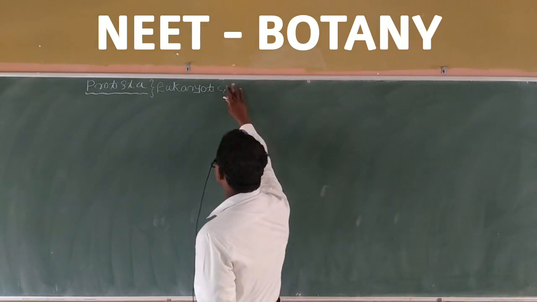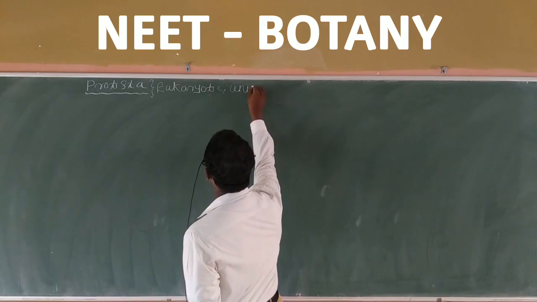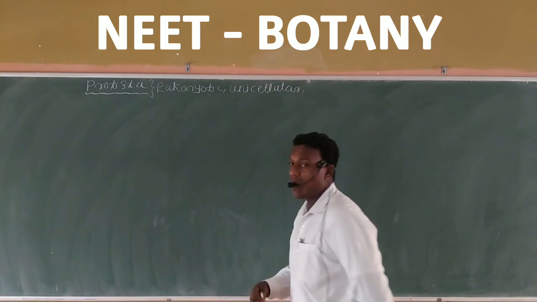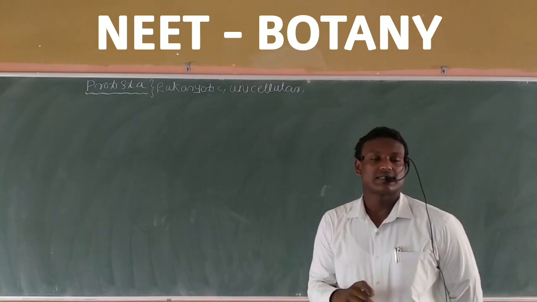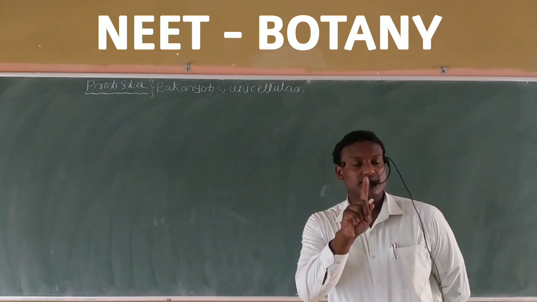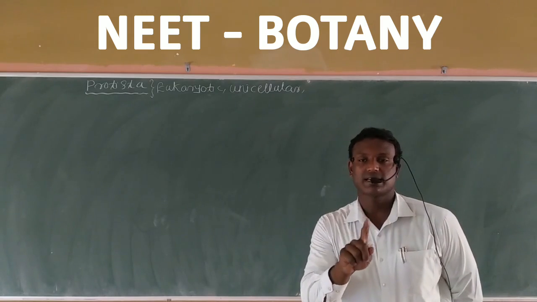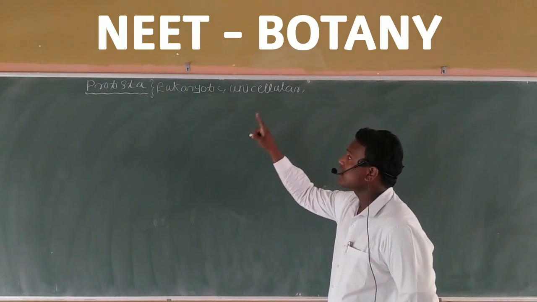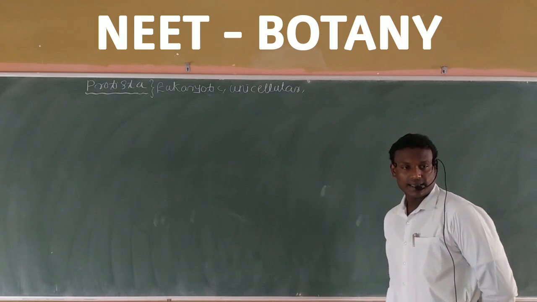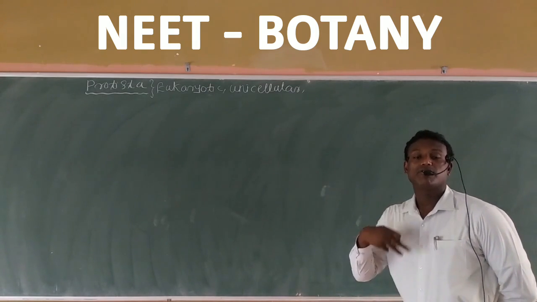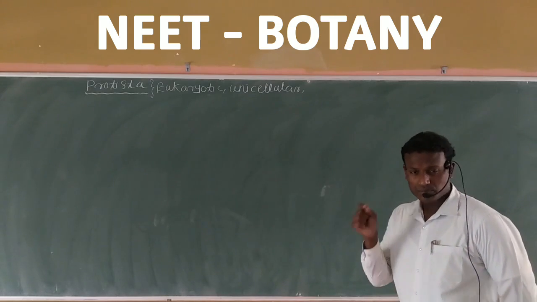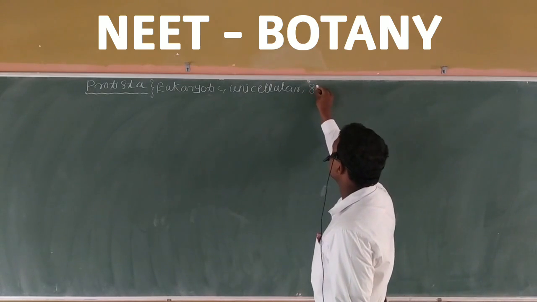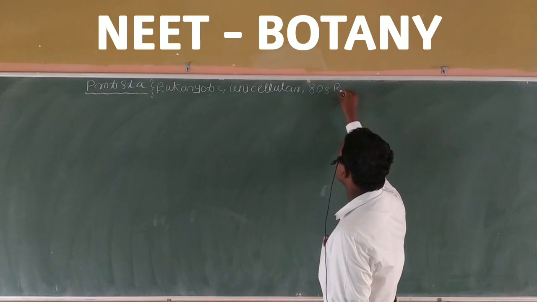At the same time, they are unicellular in nature. All members belonging to Kingdom Protista consist of one individual represented by what? A single cell. Again, note that Protista are eukaryotic, unicellular in nature, and there are different organisms belonging to Kingdom Protista.